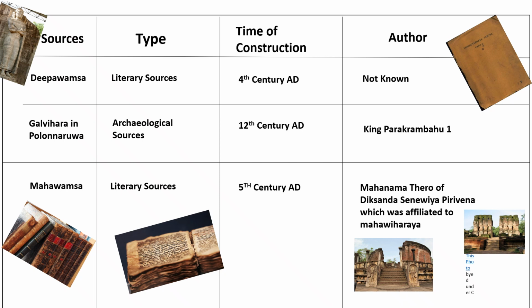Mahavansa. Type: Literary source. Time of construction: 5th century AD. Author: Mahanama Thero of Dikkandha Senaviya Pirivena, which was affiliated to Mahaviharaya.